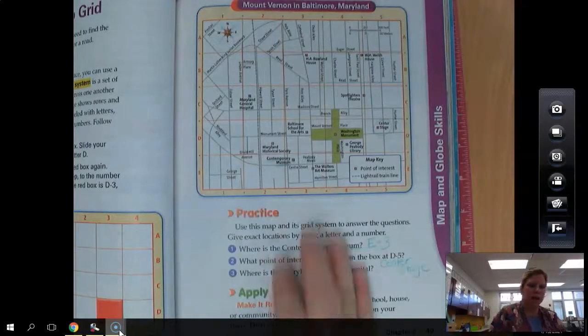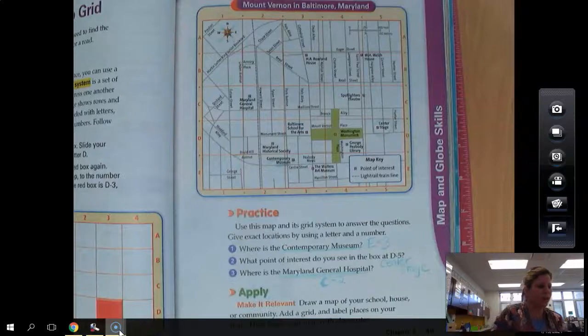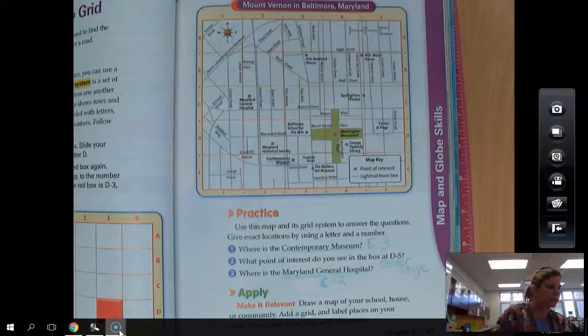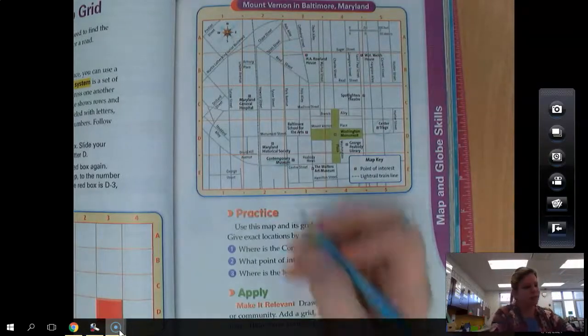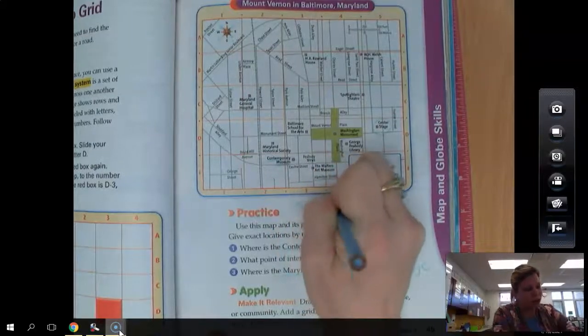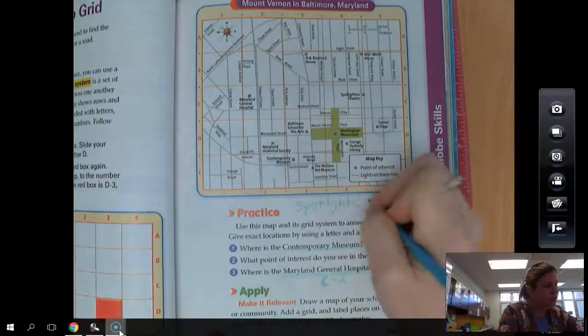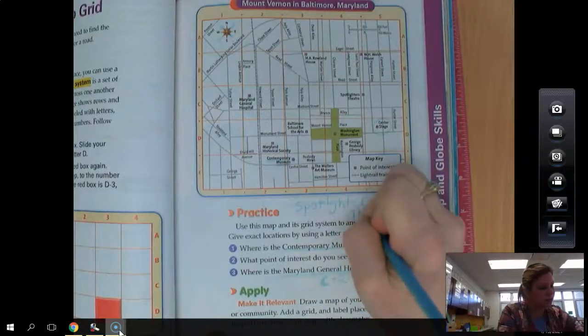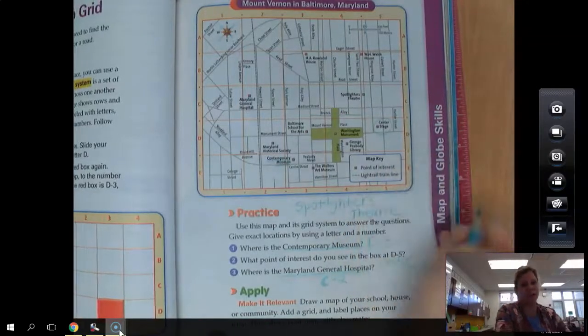Okay, I'm going to give you one more. It's not in our book. I'm just going to give it to you. So you tell me what box would the Spotlighters Theater be in? See if you can find Spotlighters Theater. Let me spell it for you. So right here, find this word, Spotlighters Theater.